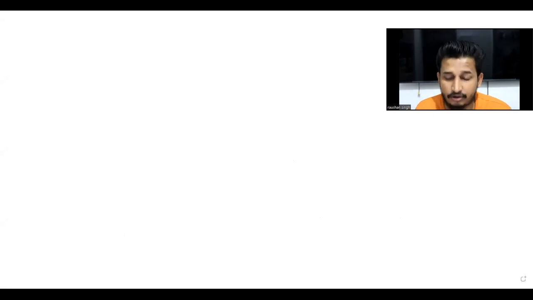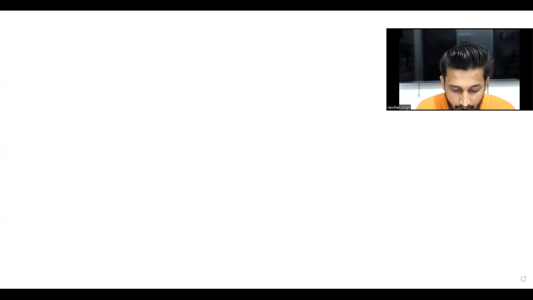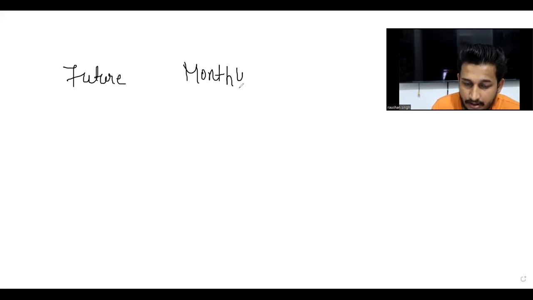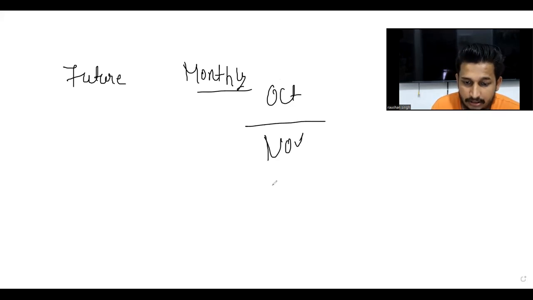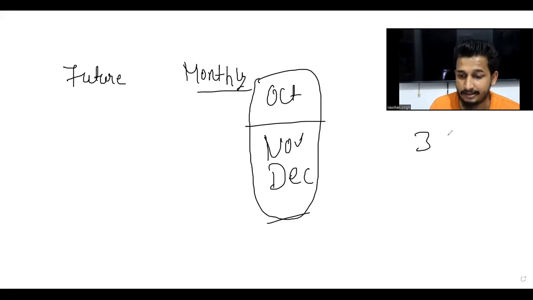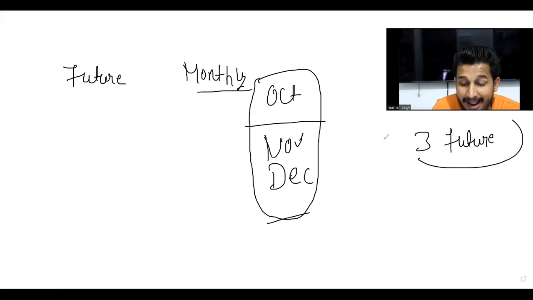Now the future contract has a duration, right? And it has an expiry. At any given point of time, there will be 3 months of future contracts. Future contracts are available in monthly format, like October futures, November future, December future. So at any given point of time, there will always be 3 future contracts available.